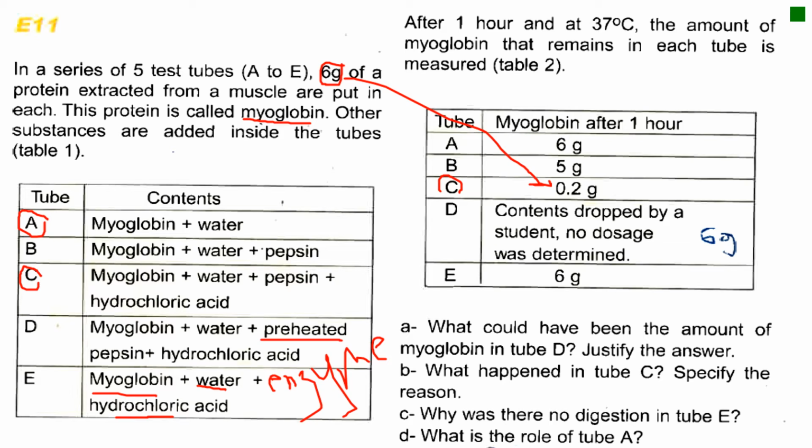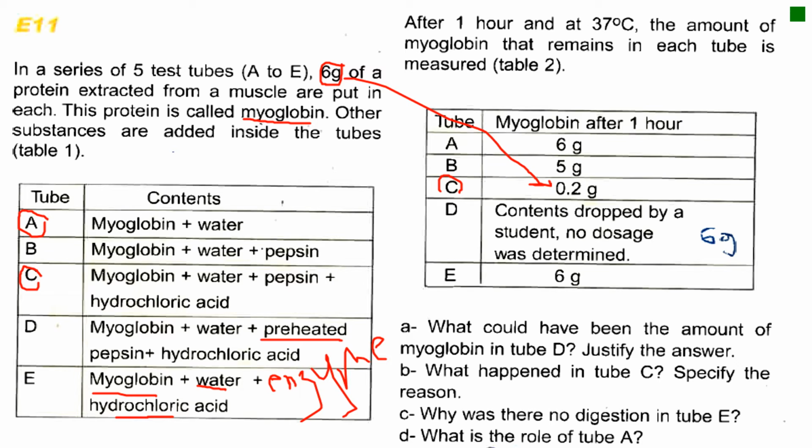Why was there no digestion in tube E? So this is tube E. We have only the protein, the acidic medium, the acid, and water. We don't have any enzyme, so the missing here is either the enzyme or we say pepsin, because we don't have pepsin or we don't have an enzyme.